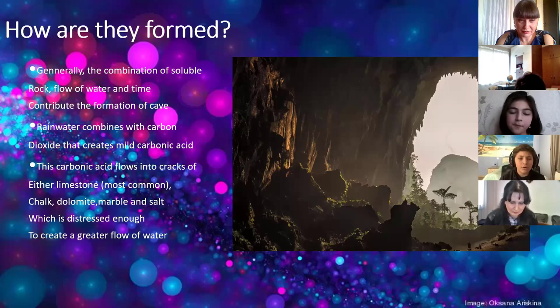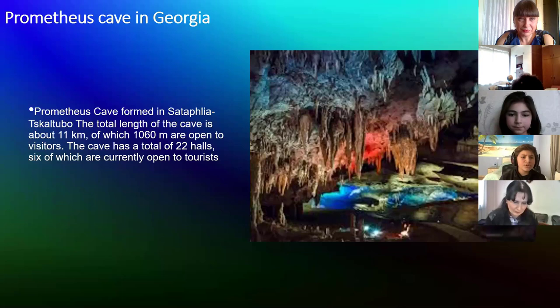Prometheus Cave in Georgia. Prometheus Cave is formed in Satapliа, Kutaisi. The total length of the cave is about 11 kilometers, of which 1,060 meters are open to visitors. The cave has a total of 22 halls, 6 of which are currently open to tourists.